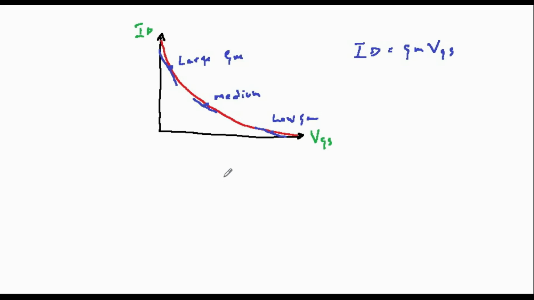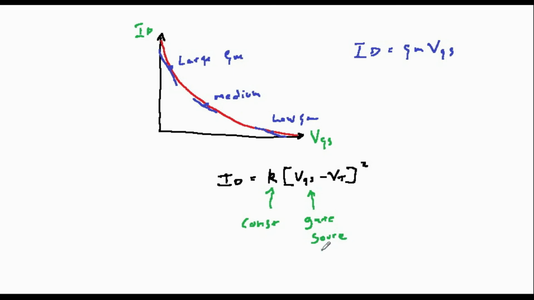In the BJT, the relationship between IC and VBE was exponential, but in an FET, it's given by the equation shown on the screen. ID is equal to K times (VGS minus VT) all squared, where K is a constant and VT is the threshold or pinch-off voltage, where the FET stops conducting. The relationship here is therefore quadratic, that is, it contains a squared term.